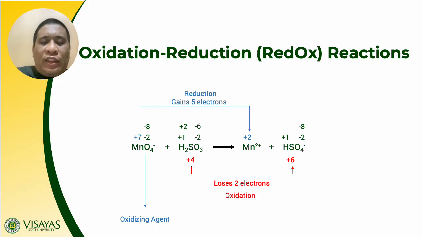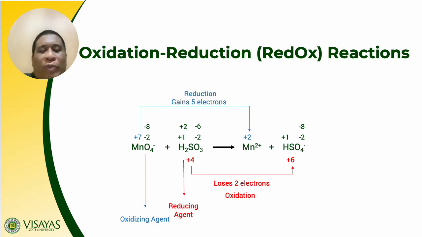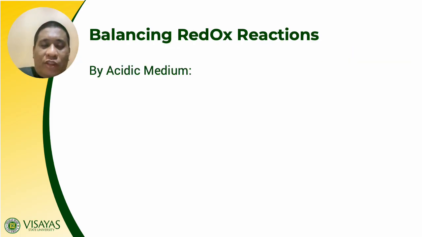Therefore, it loses 2 electrons and undergoes oxidation, and we call the dihydrogen sulfite the reducing agent. So now, how do we balance this reaction since this is still unbalanced? So let's proceed with balancing by redox. There are 2 ways depending on the given conditions.